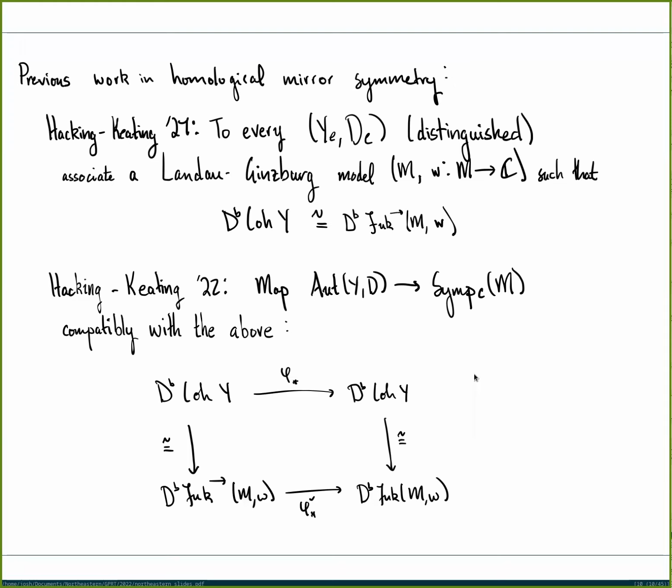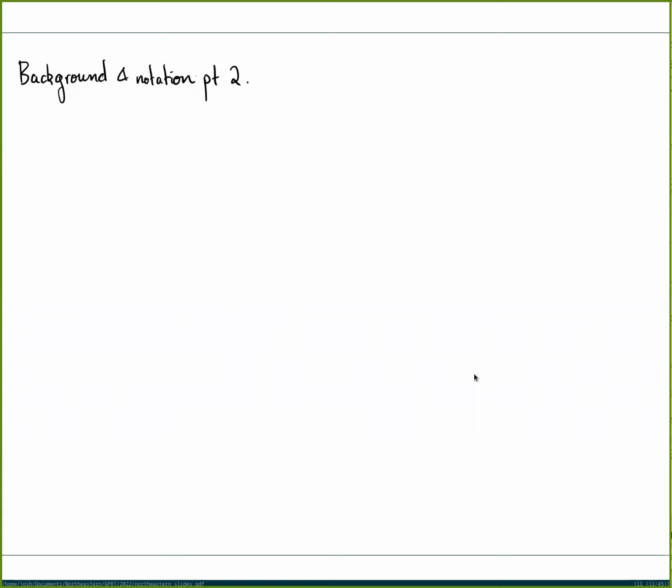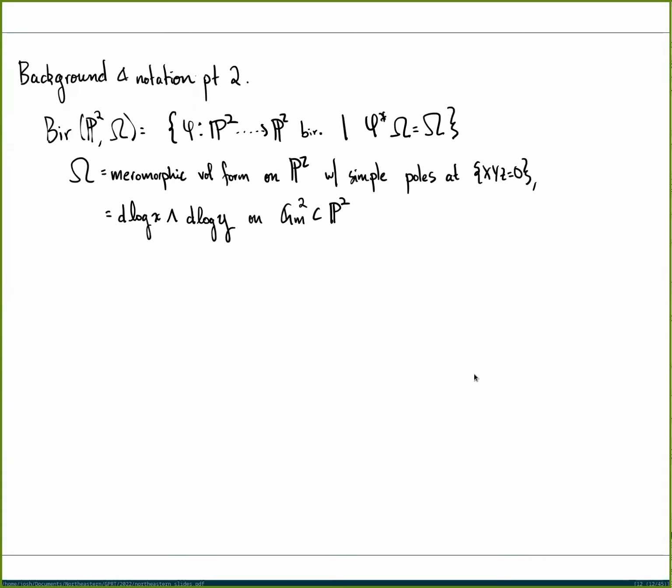Okay, so that's their stuff. That's all the background on log Calabi-Yau surfaces. And now the background and notation part 2. This is the notation on the group that I'm actually going to be considering. It's this group Bir(P^2, omega). What these are is birational transformations of P^2 which preserve some meromorphic volume form on P^2. So it preserves this volume form, which you would write as d log x wedge d log y on (C^*)^2 sitting inside of P^2. That's the meromorphic volume form with simple poles along the toric boundary divisors.